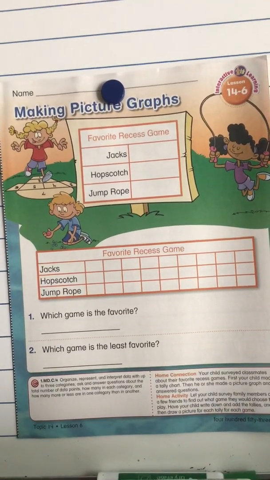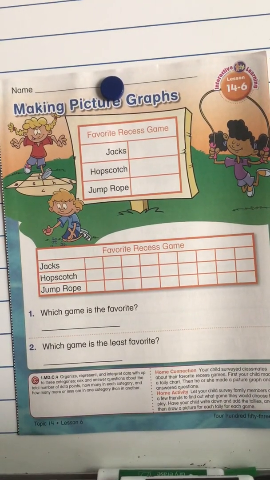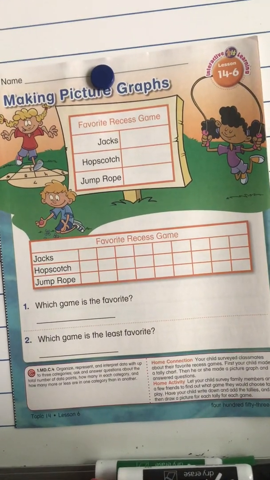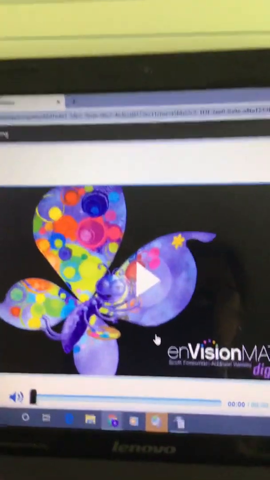We are working on math lesson 14-6. You will need this paper to work along with us. So let's get started with our math video.